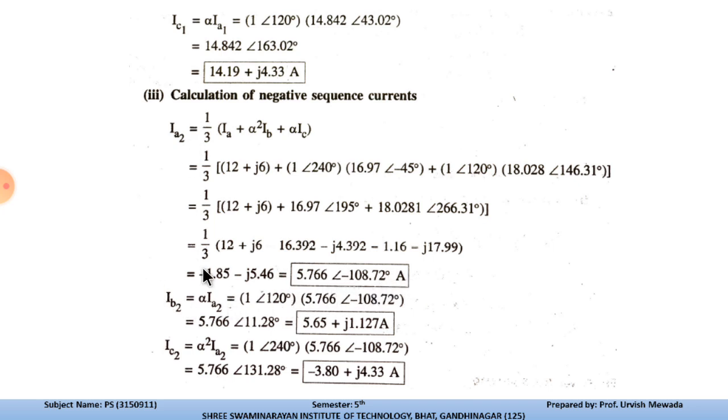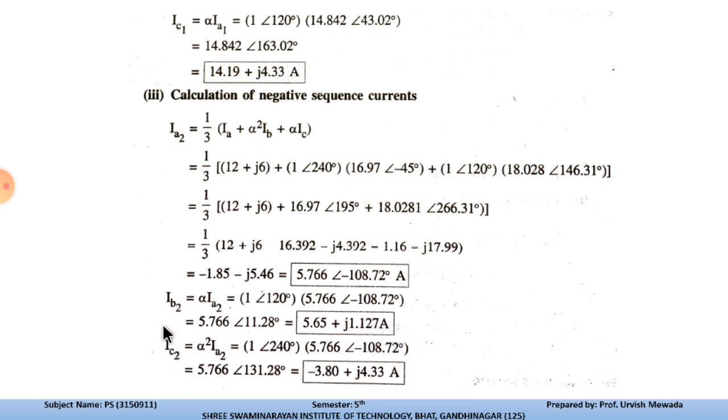Now IB2 is equal to alpha IA2. Again, this is what we have derived in the previous theory. So we have the value of IA2, and alpha is 1 at angle 120. So the value that we get is 5.766 at angle 11.28, and the A plus jB form of this R angle theta is 5.56 plus j 1.127 ampere.